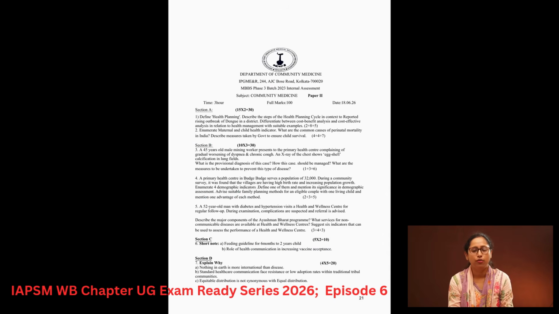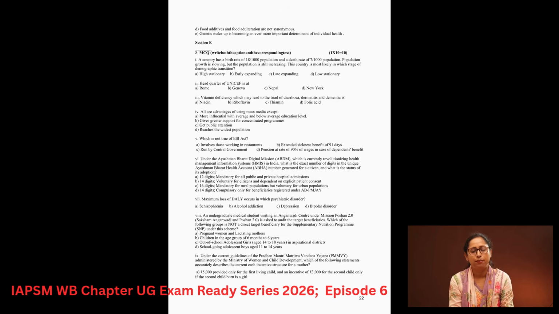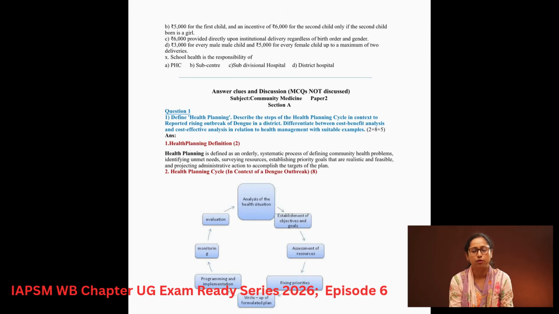So, now we are going to discuss the paper 2 of community medicine in MBBS phase 3 part 1 internal assessment at IPGMER Kolkata. In section A, question number 1, the questions were: define health planning, describe the steps of the health planning cycle in context to reported rising outbreak of dengue in a district. Differentiate between cost benefit analysis and cost effective analysis in relation to health management with suitable examples.